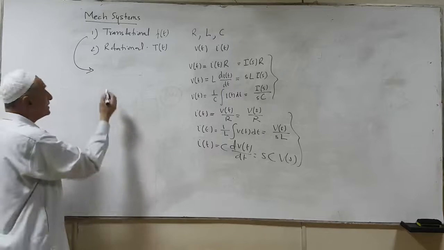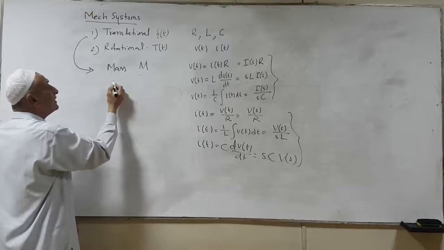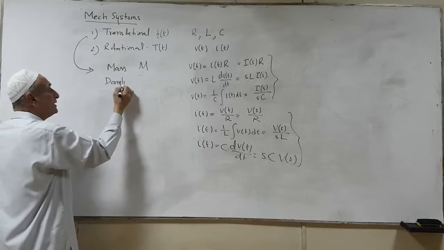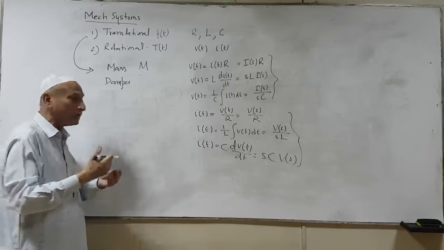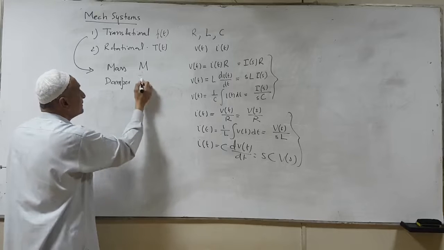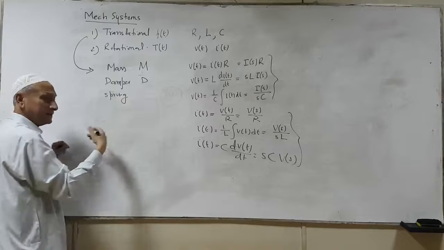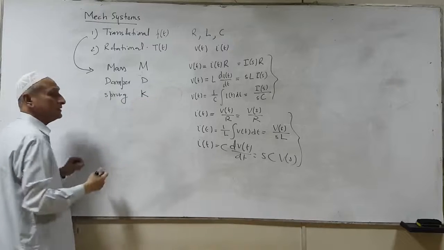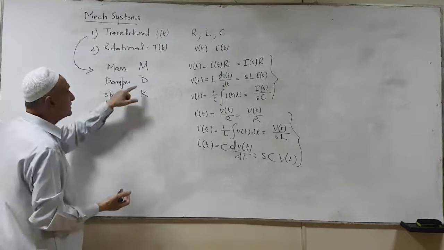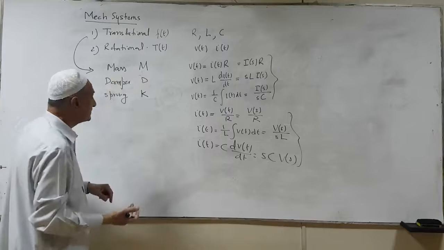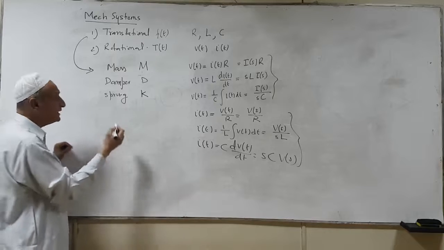In a translational mechanical system, the three basic components are the mass, designated by M. Then we have a damper. Damper means something like dissipation, and at the same time we are talking about storage as well. So we have the damper, denoted by D, and then we have a spring, a Hookean spring, that is a linear spring, designated by K, which is the spring constant. D is the damping constant, and M is the mass.